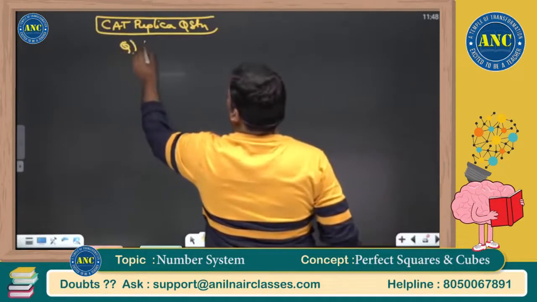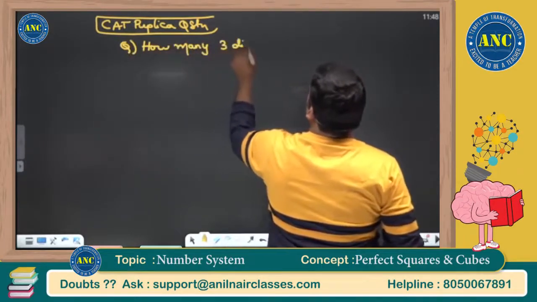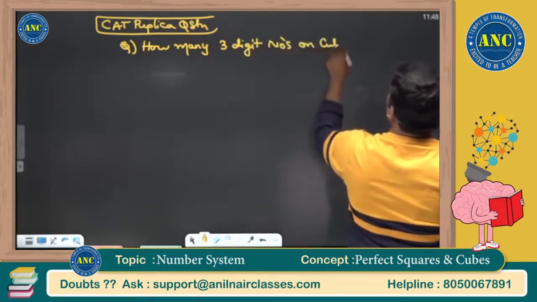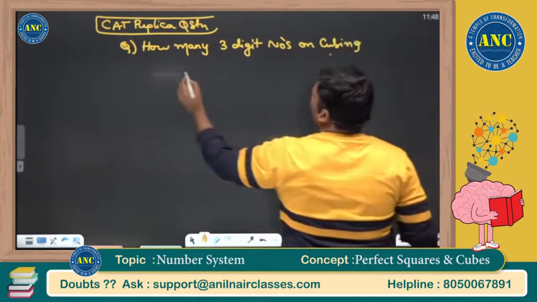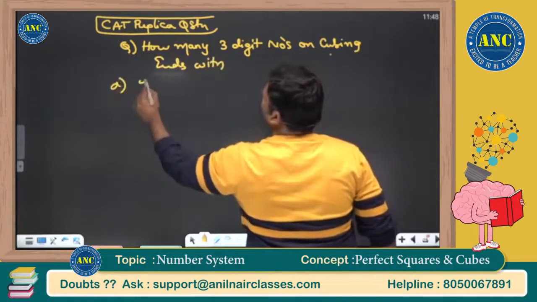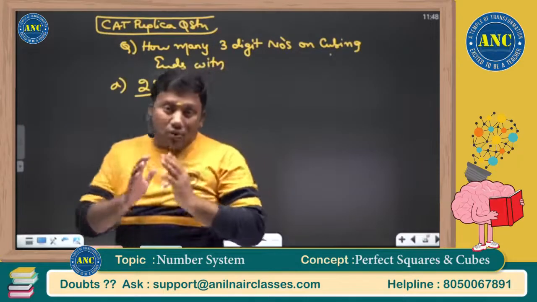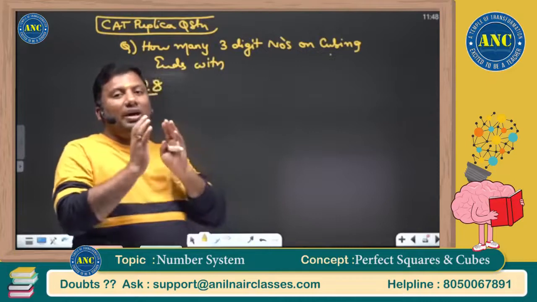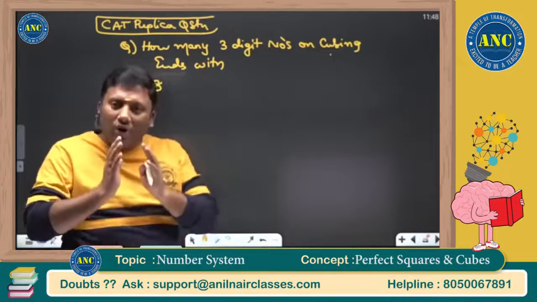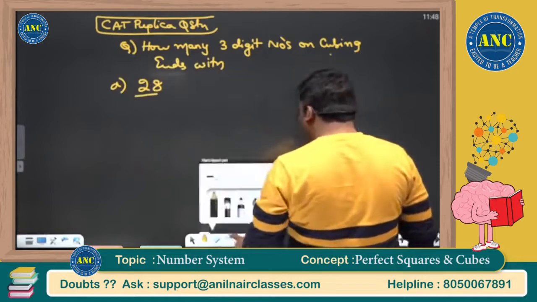Question. How many 3-digit numbers on cubing end with 28? The same question we did for squares yesterday: how many 4-digit perfect squares will have the tens place odd, the tens place even, or the unit digit a particular value?